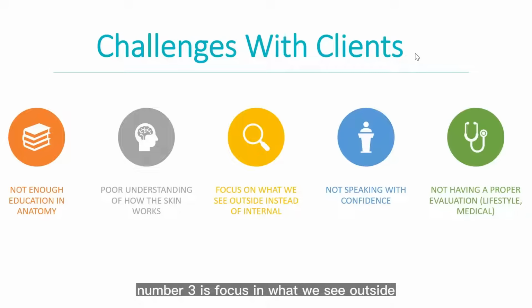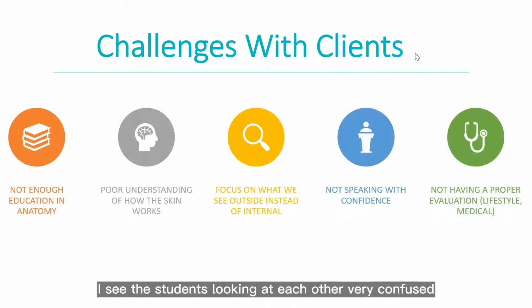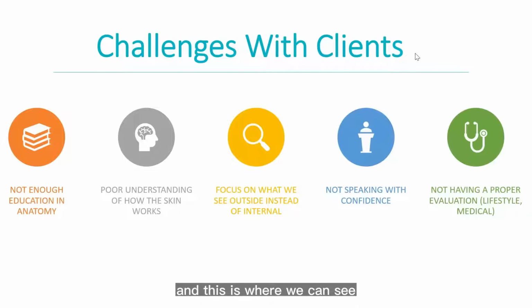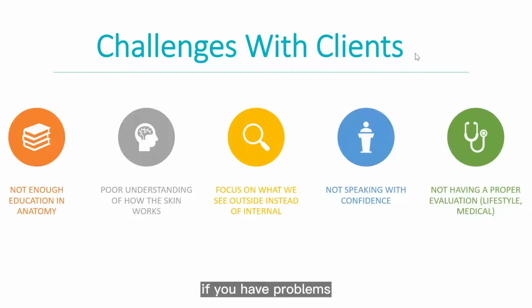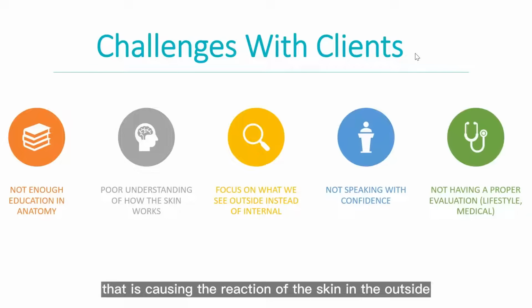Number three is focusing on what we see outside instead of internal. I see the students looking at each other, very confused. They're looking at the patient's skin and they're seeing just the reflection, of course, of what happens inside. The skin is the largest organ of the body, and this is where everything that happens inside is reflected. If you have a disease, health issues, stress, lifestyle, everything is going to reflect on the skin. But instead of focusing on just looking at the skin itself, we want to look inside. We want to see what's happening inside that is causing the reaction of the skin on the outside.